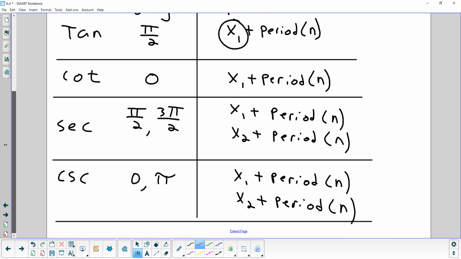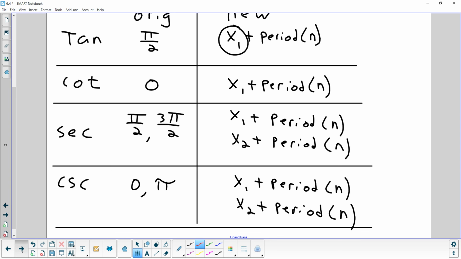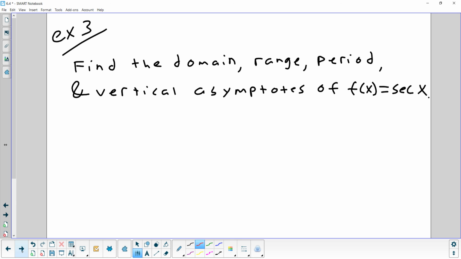Any questions on that chart? All right. So let's take a look. I think I got a couple more examples. So it says find the domain, the range, the period, and the vertical asymptotes of secant. No transformation. Okay, just basic secant.